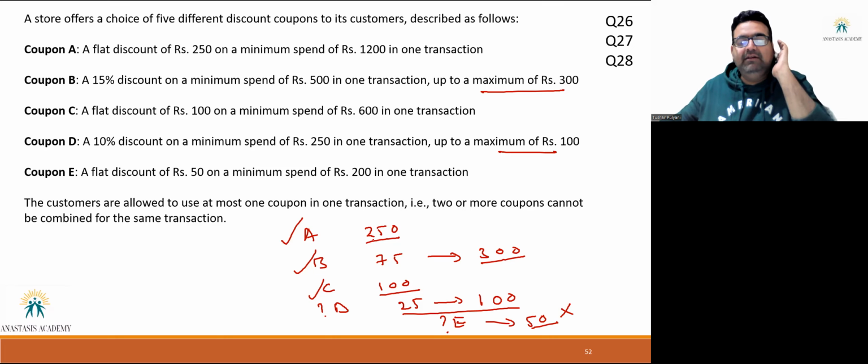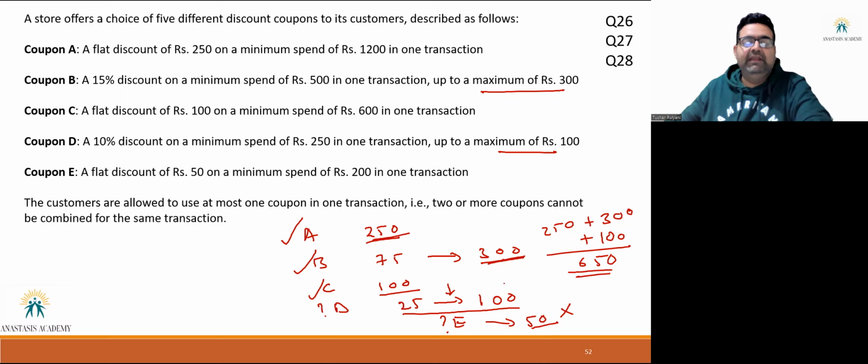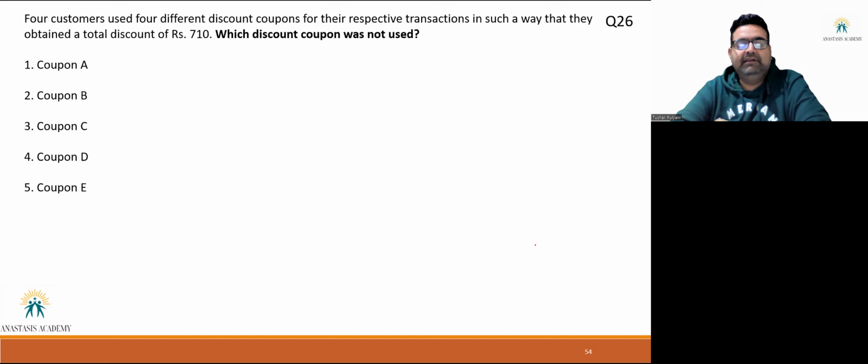How will I take D? 250 plus 300 plus C's 100. This gives me 550, 650, and the remaining 60 I can get from here. 25 to 100 is the range of D. There will be a 60 in the middle, which I can use to create 710. So that means for 710, the coupon which was not used is the 5th one, E.